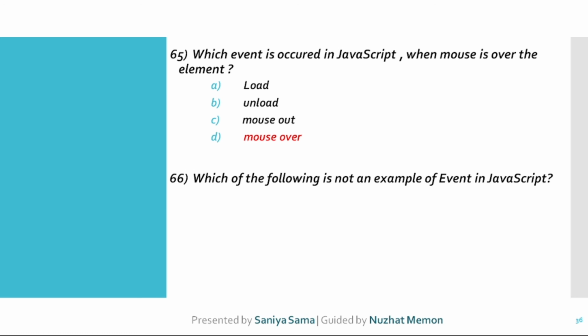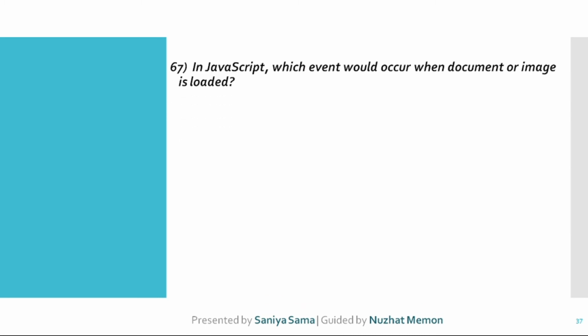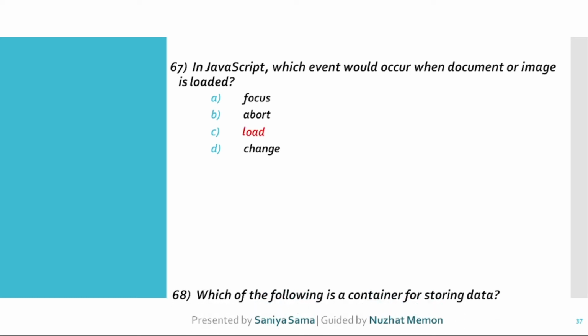66. Which of the following is not an example of event in JavaScript? Option A focus, option B load, option C take, option D error. The answer is take. 67. In JavaScript, which event would occur when document or image is loaded? Option A focus, option B abort, option C load, option D change. The answer is load.